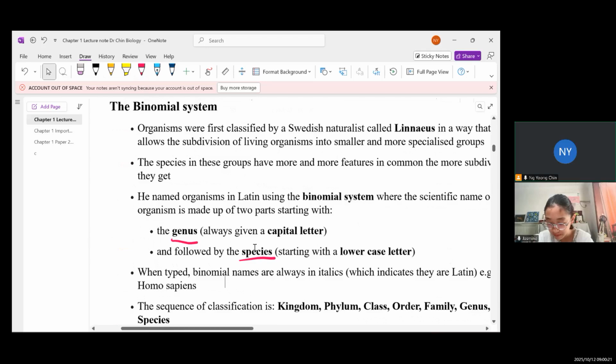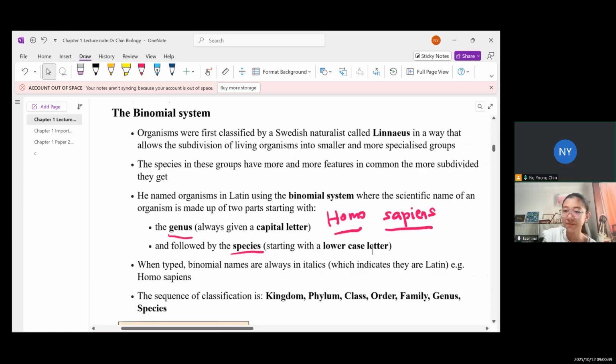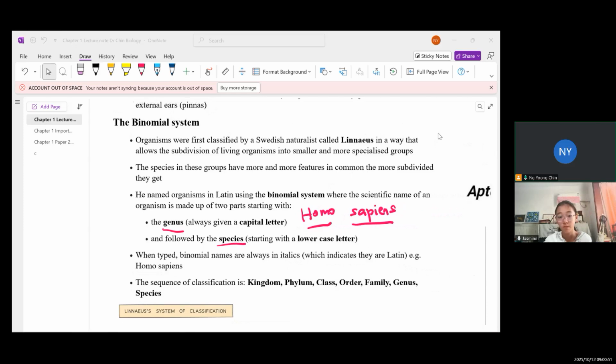The genus always starts with a capital letter. So it's something like this: Homo, sapiens. This is how we write our scientific name. The first character starts with a capital letter, and the second word starts with a lowercase letter, and then you need to underline the words. This is what you do during the exam when you want to write the scientific name.